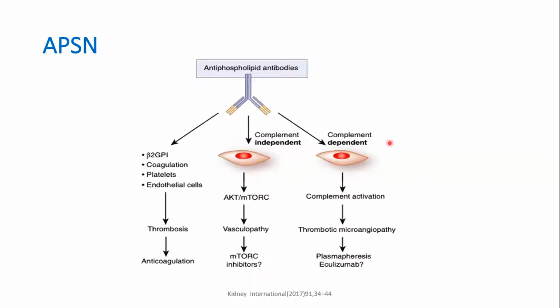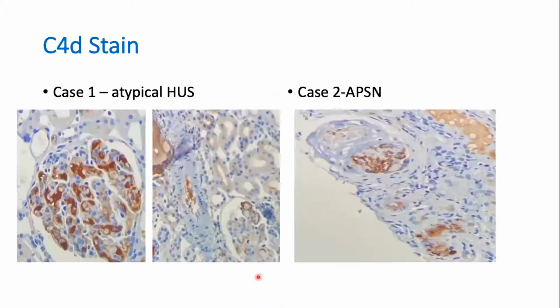Suppose this group of patients go into end stage and they plan for transplant. Using eculizumab in the post-transplant setting in this group may be of benefit. Suppose if this group goes into transplant, replacing CNI with mTOR inhibitors may be of benefit.